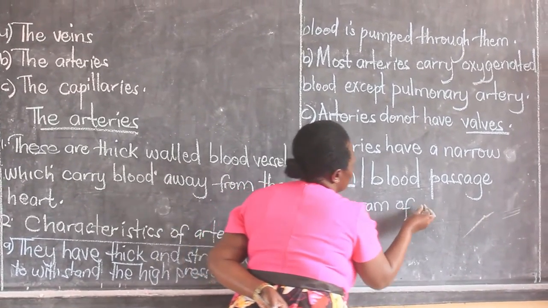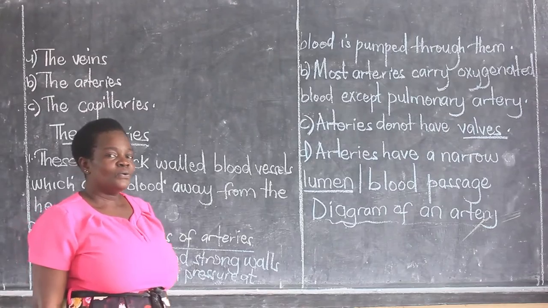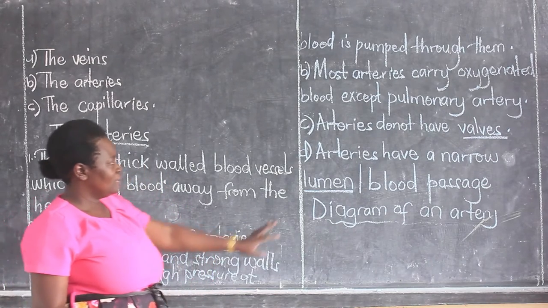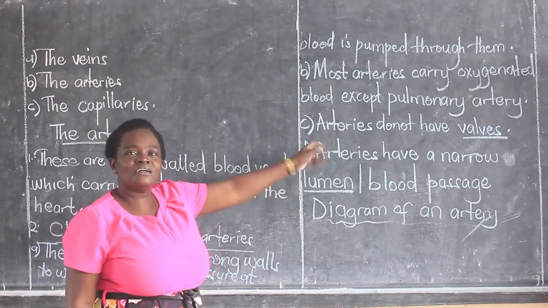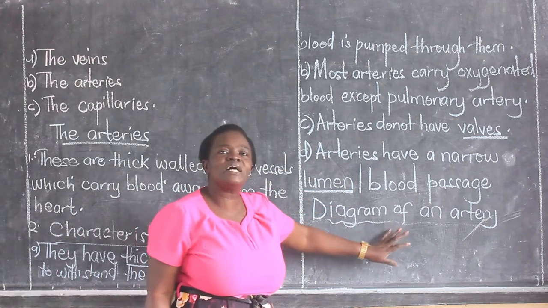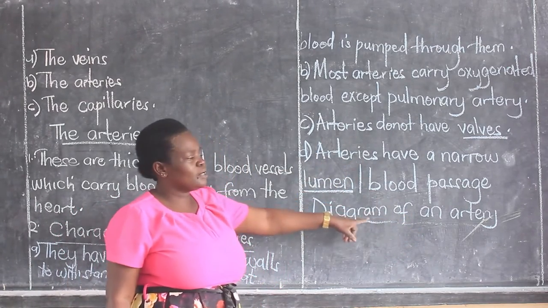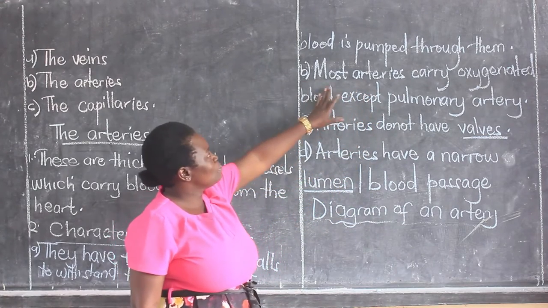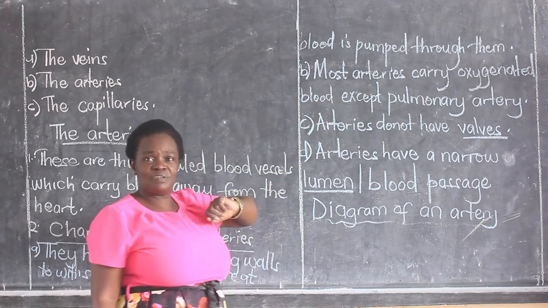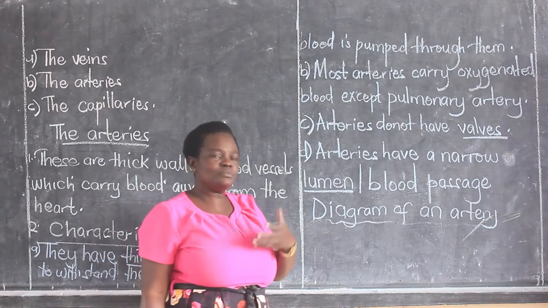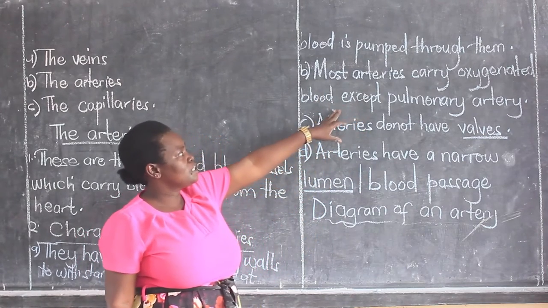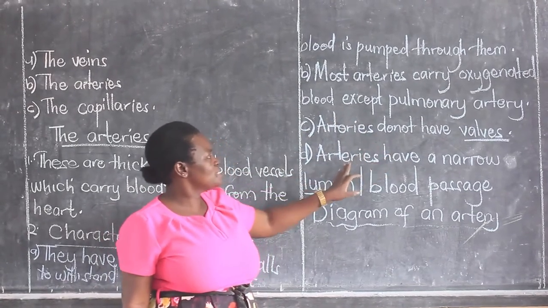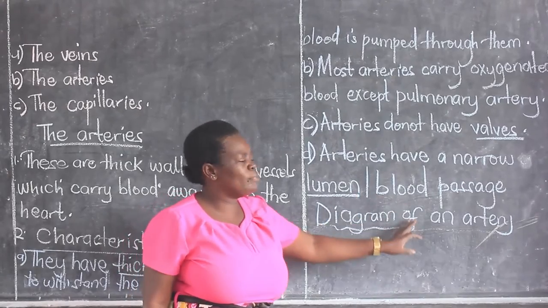Okay, now our dear learners, we are summarizing the characteristics so that we can look at the diagram, because the diagram is going to reflect these characteristics. Most arteries, that one may not be reflected. You need to know it, that most arteries carry oxygenated blood except the pulmonary artery. And then arteries do not have valves. Arteries have a narrow lumen or blood passage.